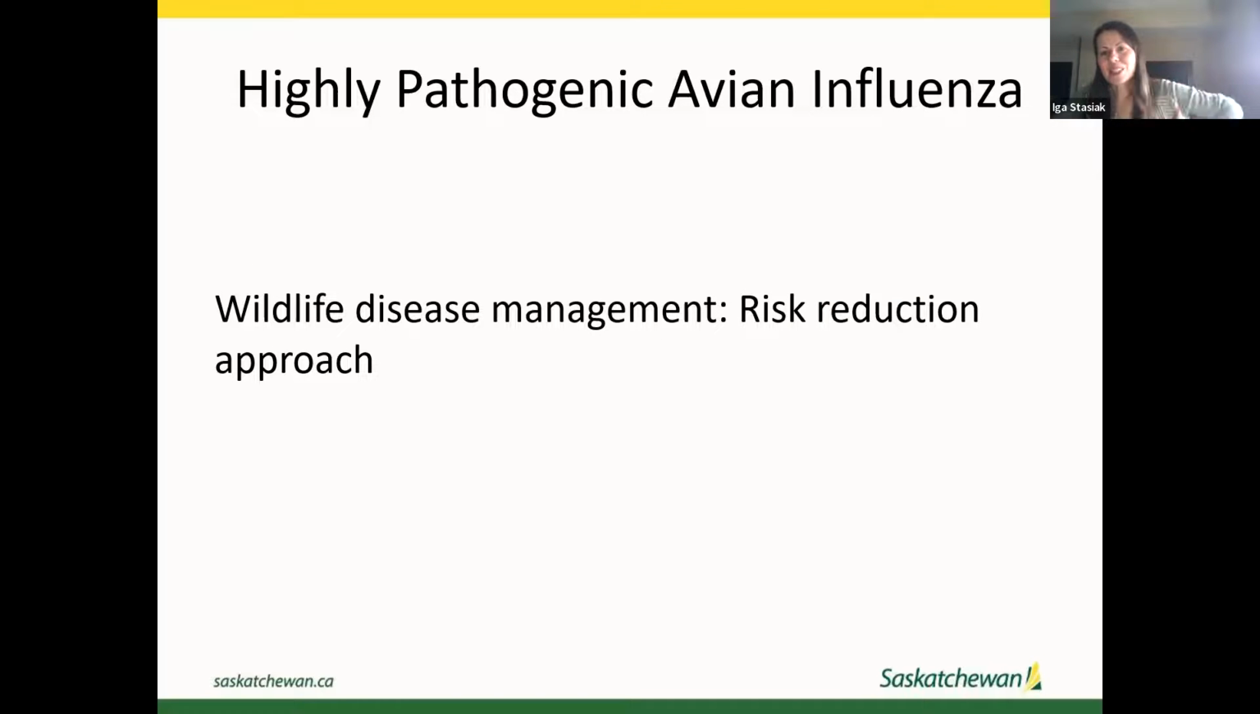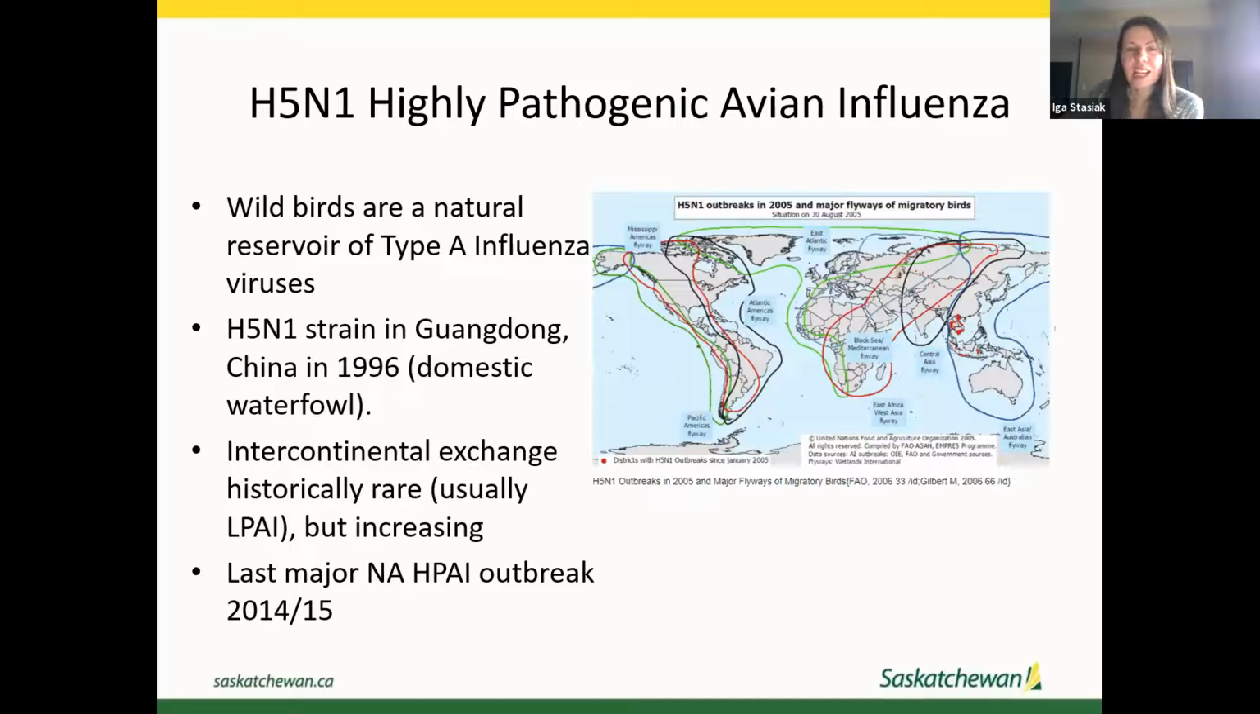And the last example today is on highly pathogenic avian influenza. We are currently experiencing a global outbreak of H5N1, highly pathogenic avian flu. And so I want to talk about this idea of risk reduction and trying to minimize risk, particularly in cases where we are not able to eliminate the hazard that we're dealing with.